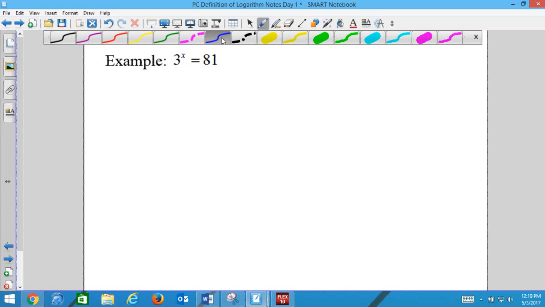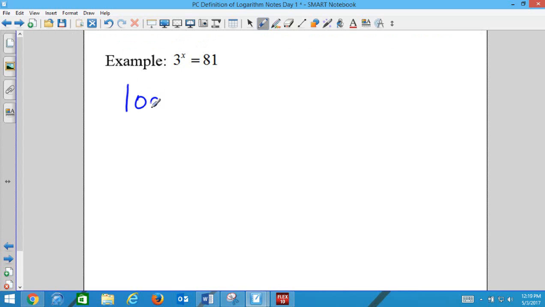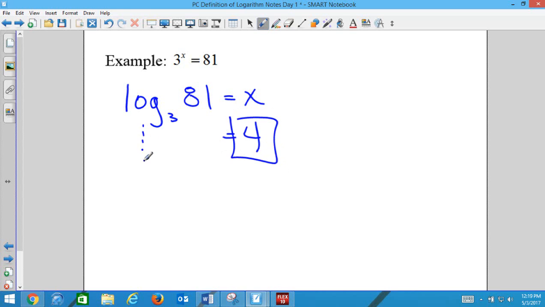3 to the x is 81. I know you know the answer for x. Are you sure? 4. Can we write it as a logarithm? So the log base 3 of 81 is equal to the exponent, which you know is 4. And again, showing you that other inverse thing, if I write log base 3, I can rewrite 81 as 3 to the 4th, and then you can see these canceling out and getting 4. That's our answer.